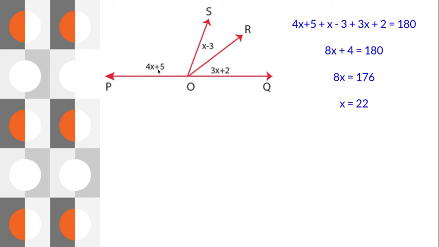Now, if we plug these in, putting in 22 into here, we would get 93. 22 minus 3, that would be 19. 93 and 19, and this would turn out to be 68. And if we add those three together, we'd end up with 180.